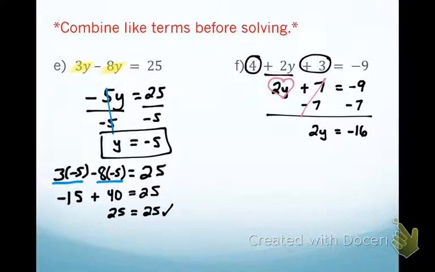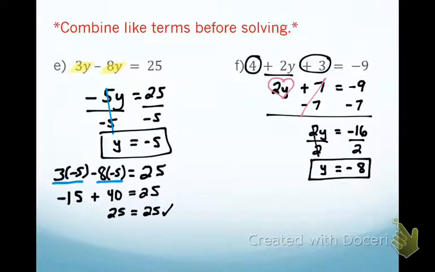Charbel, how do I get rid of multiply by 2? Divide by 2. I got to divide by 2 on both sides. This cancels out. Y equals, Hunter, what's it equal? Negative 8 is correct. Now we have officially solved because y is all by itself.